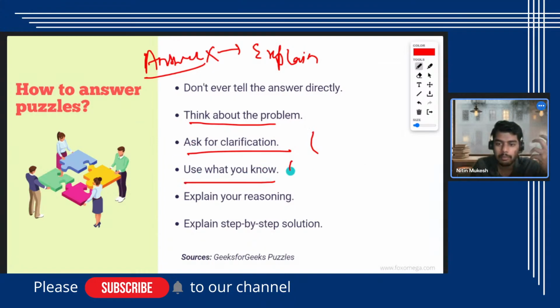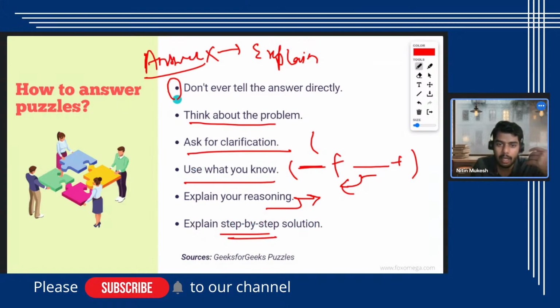It means that whatever things you are told, plus whatever things you know, you have to utilize those things to solve the problem. And while solving the problem, just try to explain your reasoning, like how you approached this particular solution, and explain each and everything step by step.